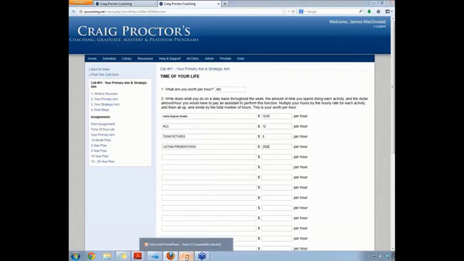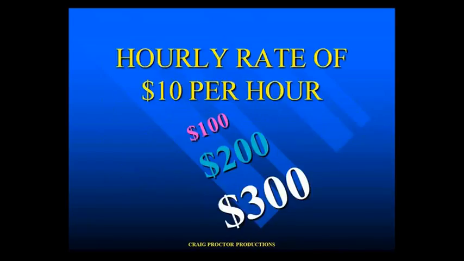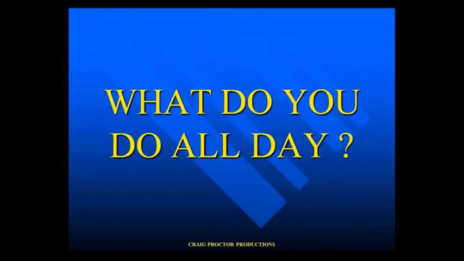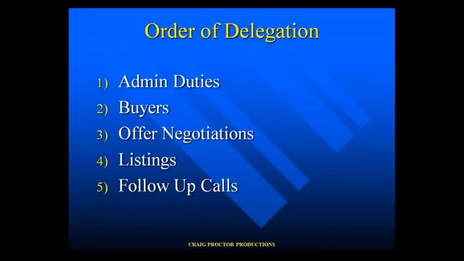So I'd like you to do this exercise, complete this exercise if you haven't already done so. So what are you worth per hour? Are we worth $100 an hour, $200 an hour, $300 an hour? Once you figure that out, that may help you make a paradigm shift. You can't afford to be doing some of the stuff that you're doing. But you're going to analyze what is it that you do all day.